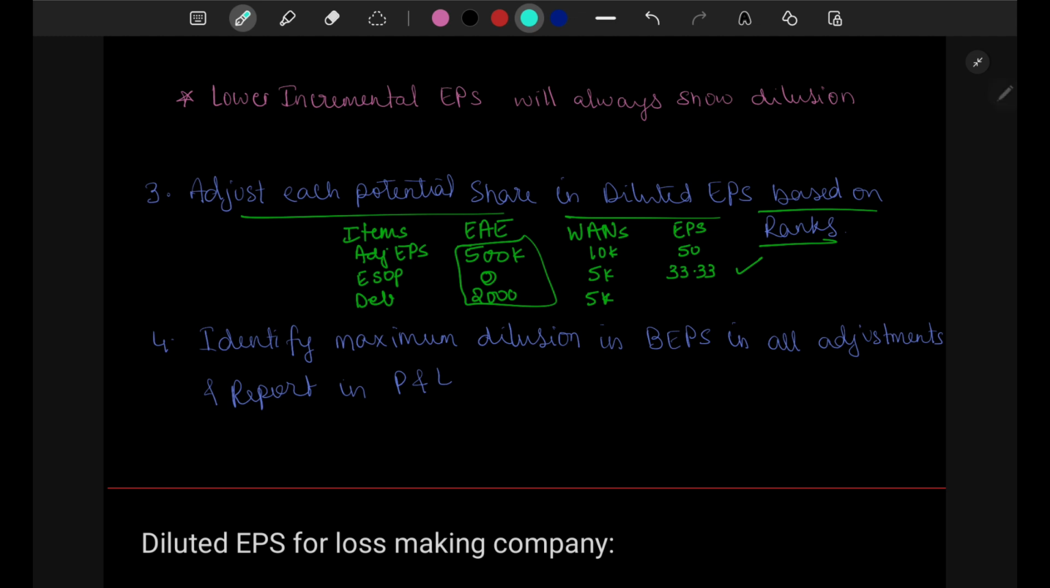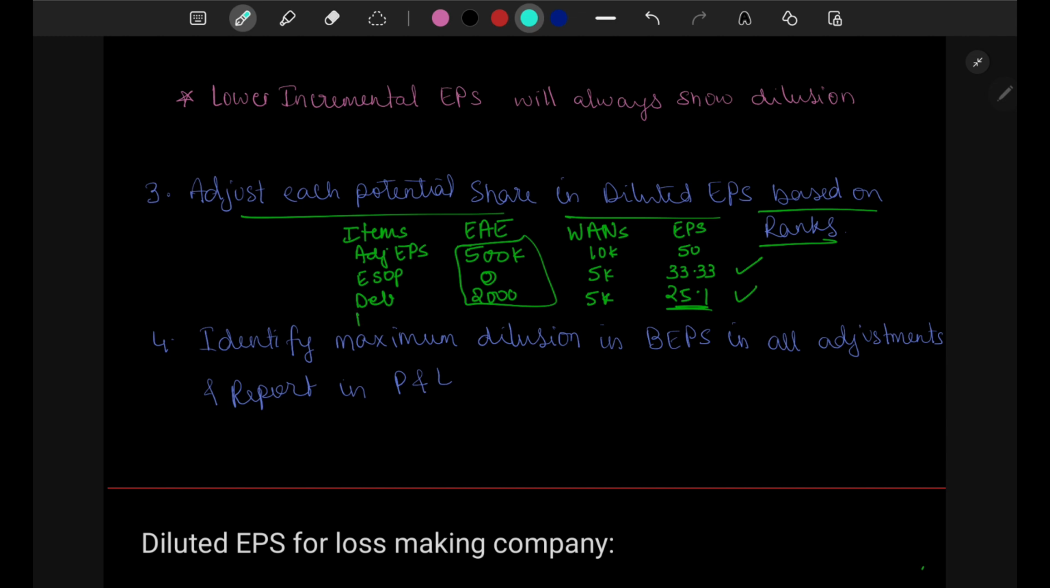Divided by 10 plus 5 plus 5, that is 20. 5 lakh 2,000 divided by 20,000 shares, that will come to 25.1. So this is also dilutive, right? So as of now our dilutive EPS is 25.1, okay. So this is our DEPS as of now, okay.